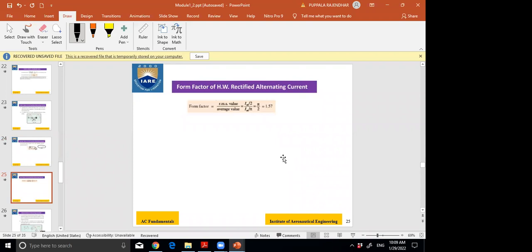This is the calculation of the form factor for the half wave rectifier. First is the RMS value. The RMS value will be different for a sinusoidal waveform and for the remaining waveforms; it will not be fixed. Im by root 2 we have taken as the RMS value for AC, but here for the half wave rectifier we will get Im by 2. The average value was already calculated in the previous slide, so we'll get 1.57. I will share these slides.